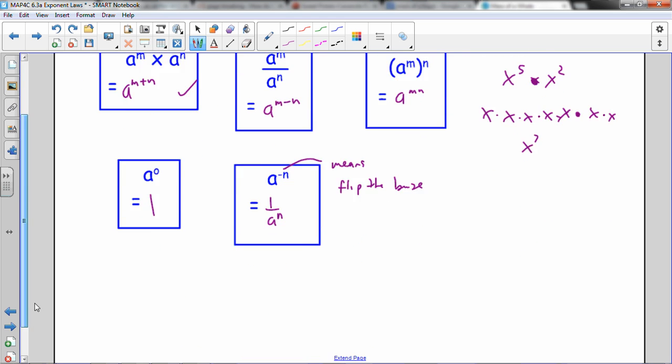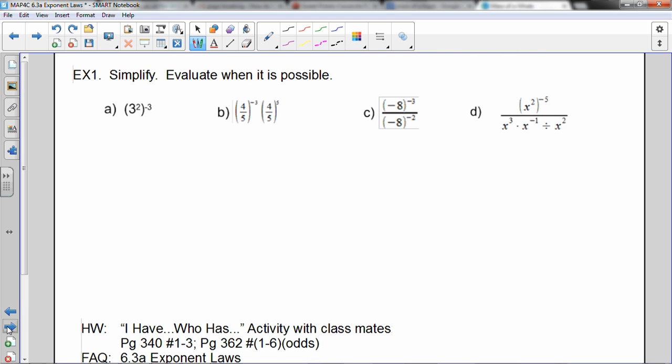Any more? No more? Okay, well, let's get on to some examples then. It says, simplify, evaluate when possible. This part here always means for us to do an exponent rule first, okay? We don't want to pound stuff into our calculator until it's necessary, all right?